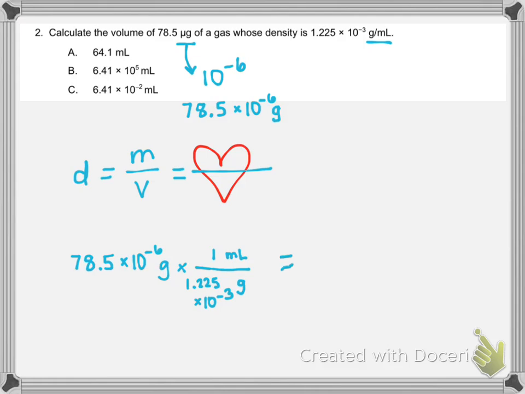And after I punch this in my calculator and solve, I can see that I will have 6.41 times 10 to the minus 2 mL, corresponding to answer choice C. And this makes sense because a microgram is a really small amount, and so it shouldn't occupy very much volume. Okay.